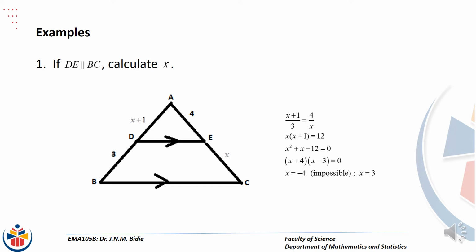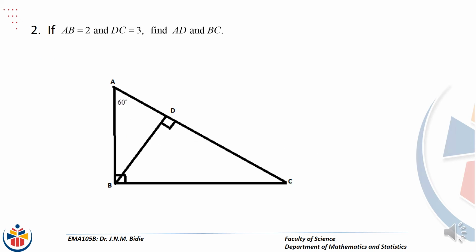So I chose to use AD over DB equal to AE divided by EC so that I can solve for X. And note that in my calculations, I got X equal to -4. And because X represents the length of a side, it cannot be negative. Hence, the only answer we have here is X equal to 3. Please check my calculations and see if you'll get the same.